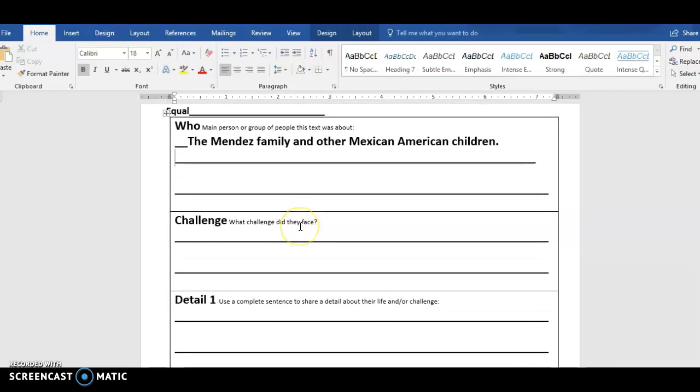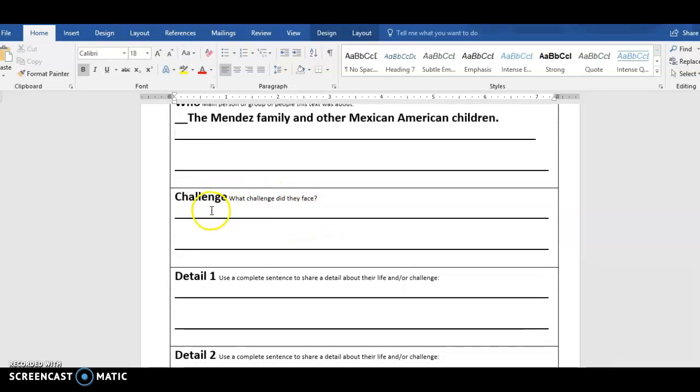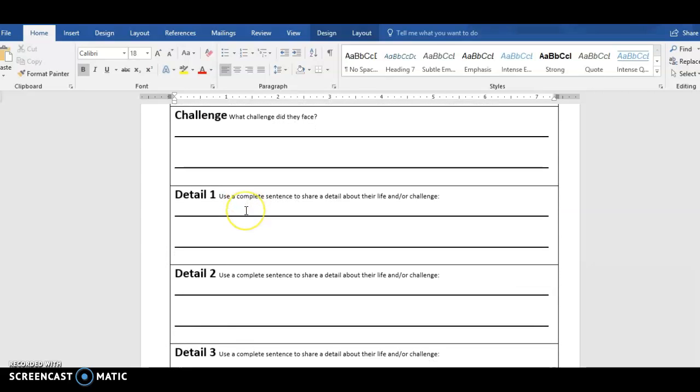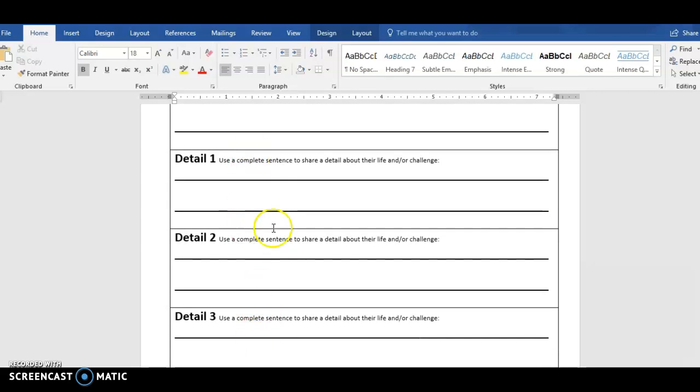And you're going to go through each one of these sections as you read and write down, and you can just look at them ahead of time. If you print it, you could highlight like we do in class often. You're going to write down what challenge those people faced, and then you're going to include some details that were interesting to you about their life or their challenge. For example, how did that challenge cause a problem for them in their life? How did they overcome that challenge? How did it affect other people around them?